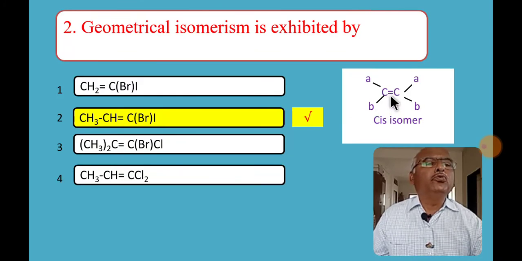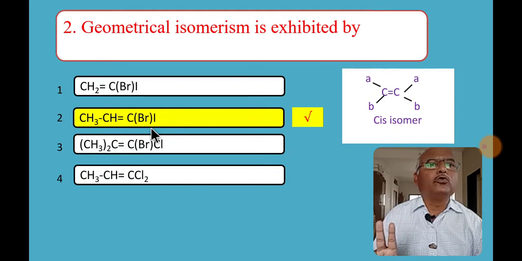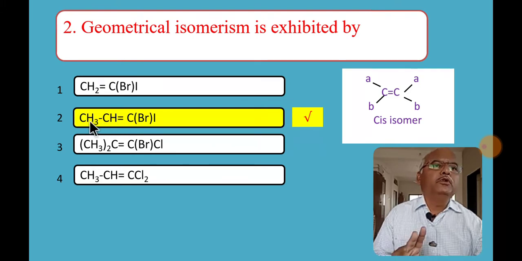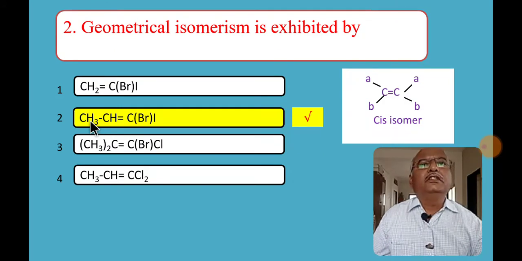Isomerism due to different arrangement of atoms or groups around the double bond of an alkene is called geometrical isomerism. Here a carbon-carbon double bond is present. This carbon is attached to bromine and iodine, two different groups. Similarly, this carbon is attached to one hydrogen and one methyl group. Two different groups are present. Therefore, compound number 2 shows geometrical isomerism.